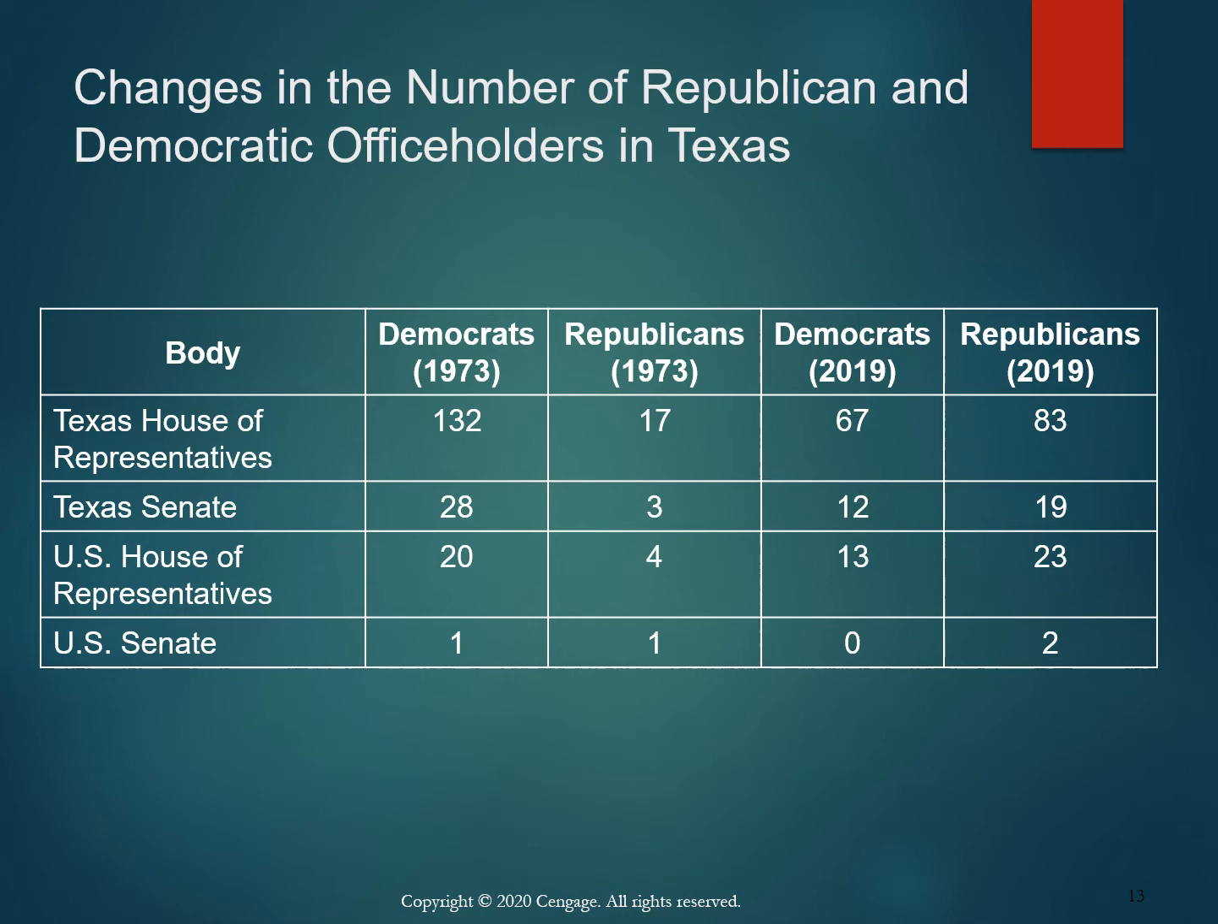What about the U.S. House of Representatives? Okay, 1973, 20 were Democrats, 4 were Republicans. 2019, 13 Democrats, 23 Republicans. U.S. Senate, it was 1 and 1. Now, as of 2019, we have 0 Democrats in the U.S. Senate, and both of our U.S. senators are Republican. So this is telling you, yes, it shifted. More Republicans were being voted into office from 1973 to 2019. So that's kind of the way that it is right now.